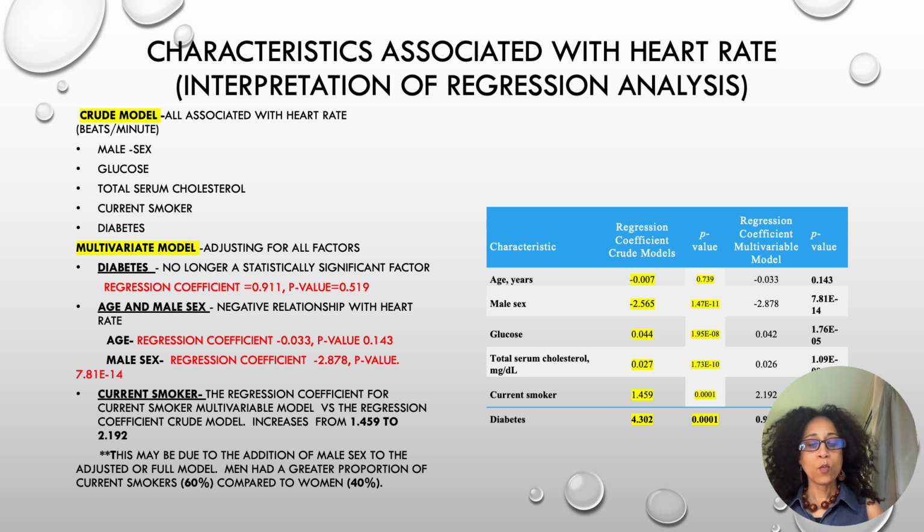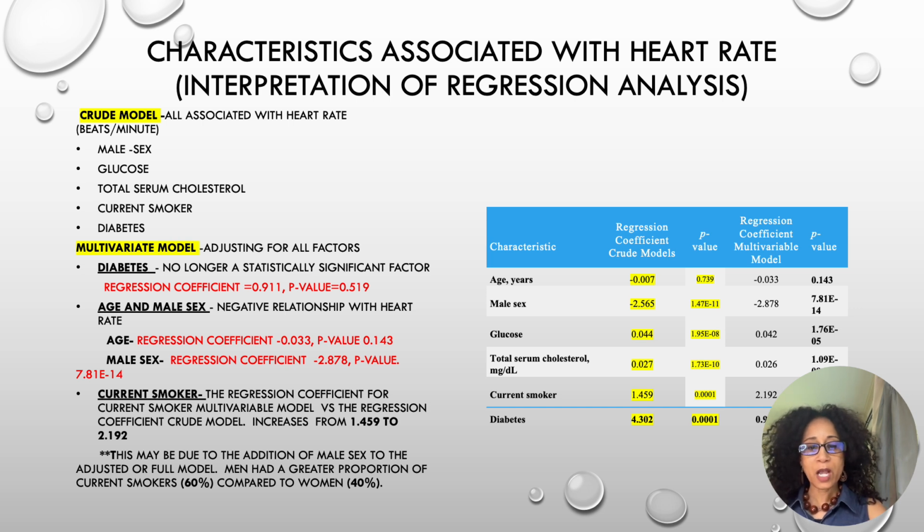However, when we look at the multivariate model, we see that there is a change, okay? So when it is adjusted, diabetes is no longer a statistically significant factor. As we look at the regression coefficient 0.911, the p-value is not significant at 0.519, okay? So that is a big difference between the two of them.